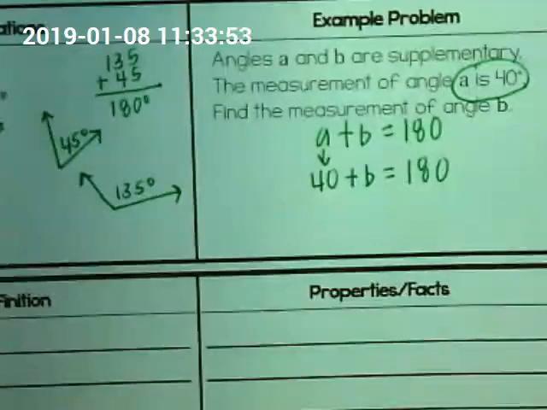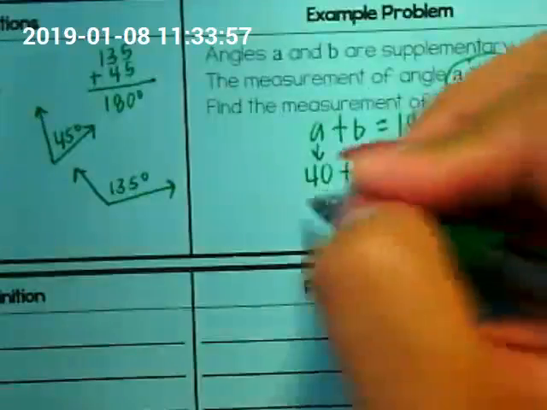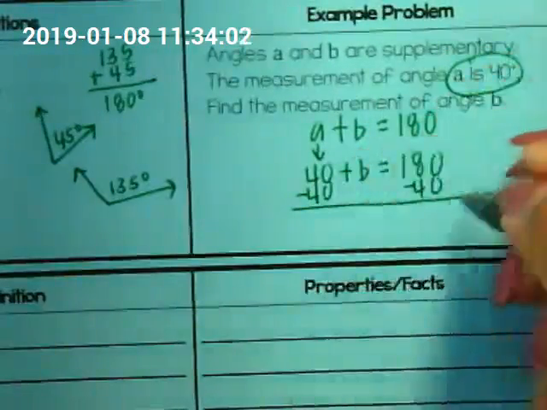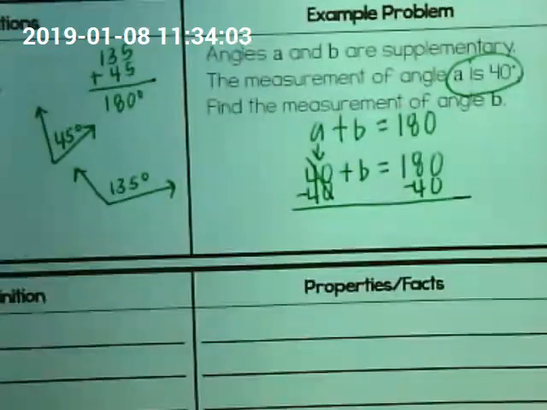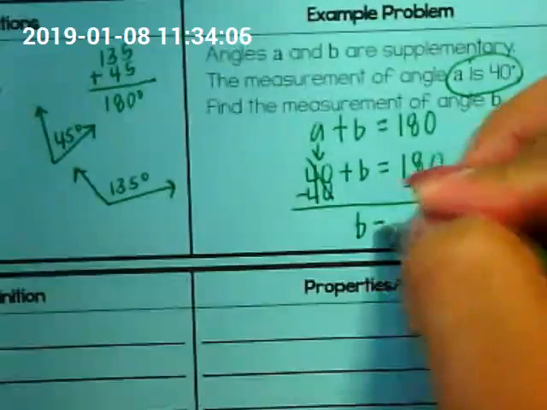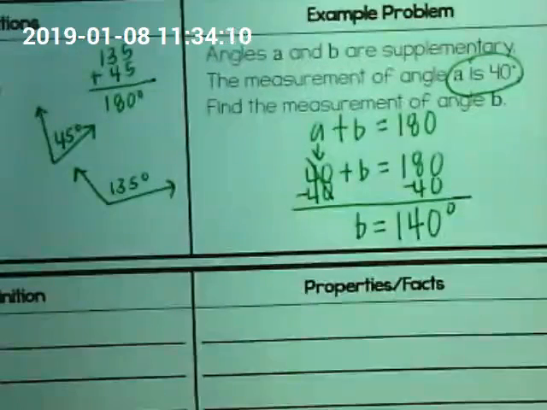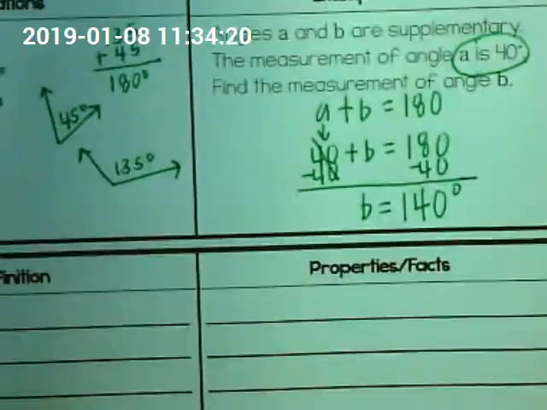Now how am I going to solve for B? Exactly. Subtract 40. And so B is equal to 140 degrees.